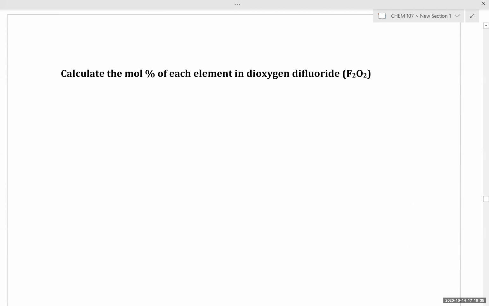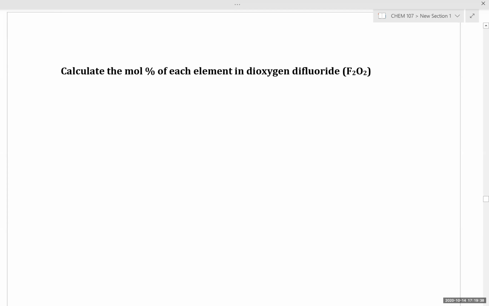So let's apply what we've learned. Let's take about 2 to 3 minutes, and I'd like you to calculate the mole percentage of each element in dioxygen difluoride. Using the chemical formula, first calculate the mole percentage of each element. I'd like to see some responses in the chat, and if you have any questions, don't be shy to ask them verbally.